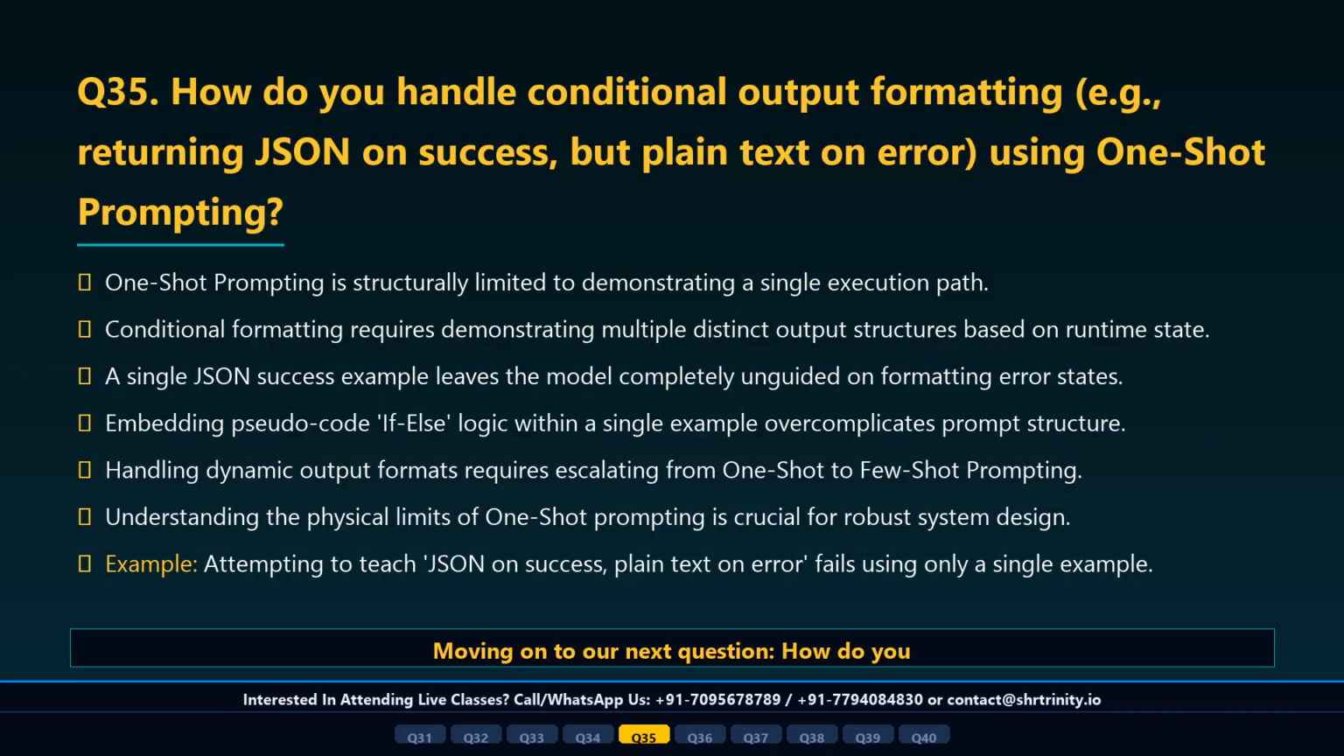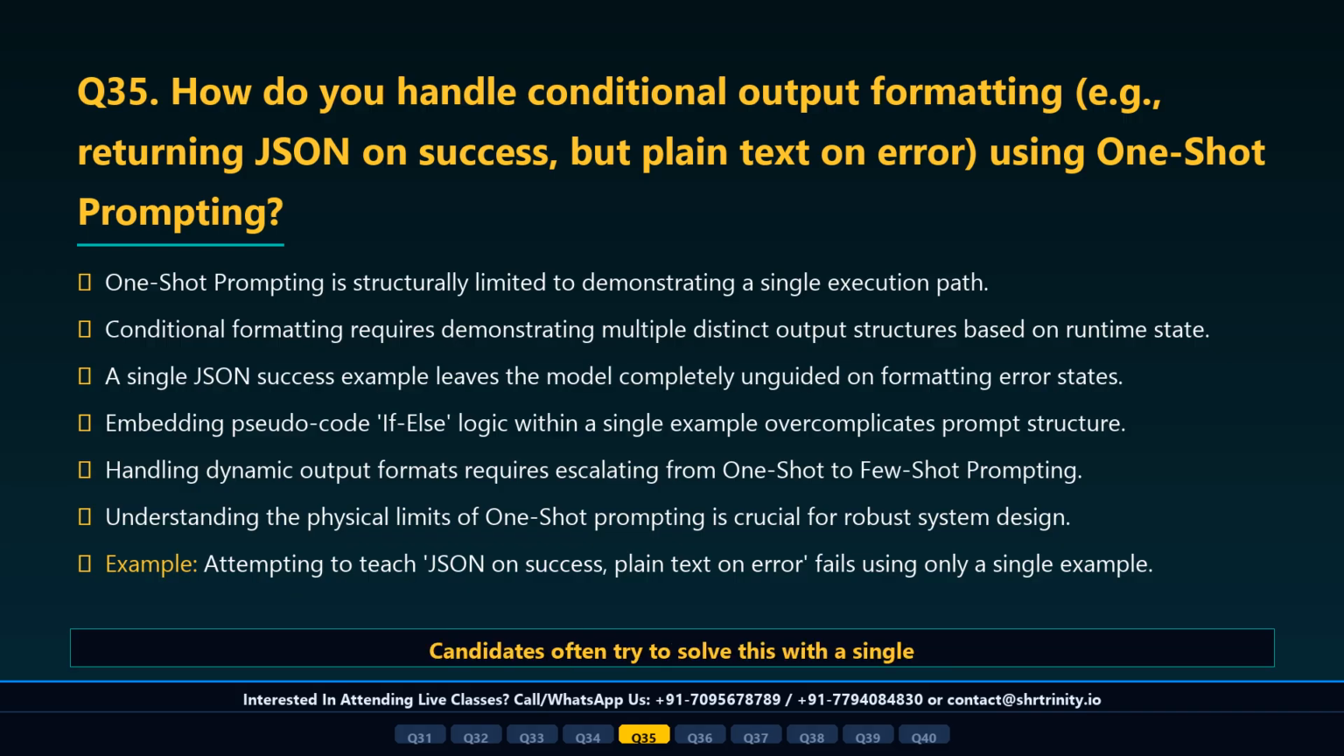Moving on to our next question: how do you handle conditional output formatting, e.g., returning JSON on success but plain text on error, using one-shot prompting? Welcome back, everyone. Today we are examining an important architectural limit: when should you abandon one-shot prompting? A classic test in AI system design is asking a model to return JSON when an operation succeeds, but switch to plain text when an error occurs. Candidates often try to solve this with a single one-shot example, but it almost always fails in production.